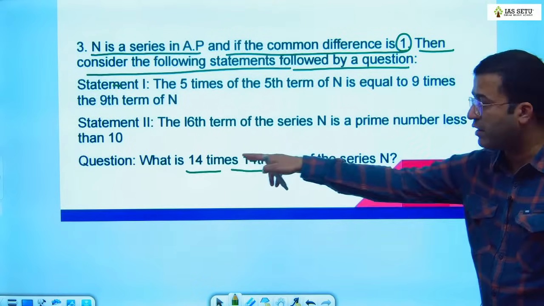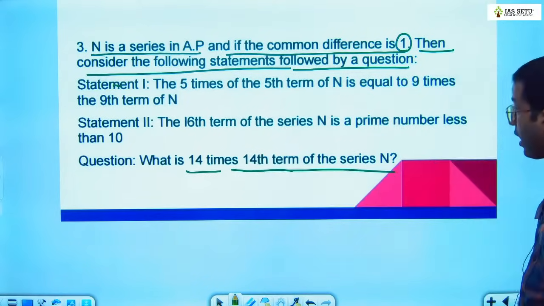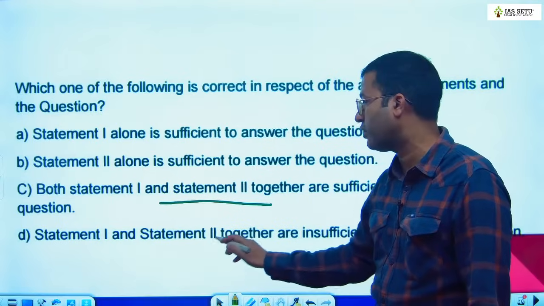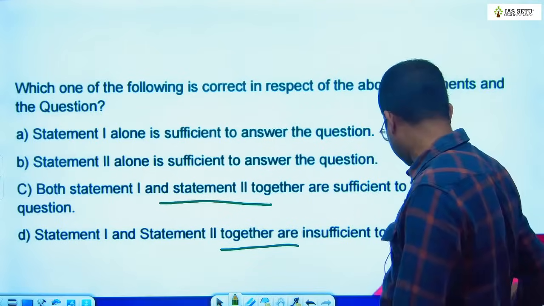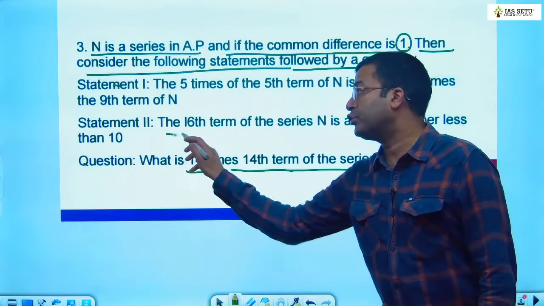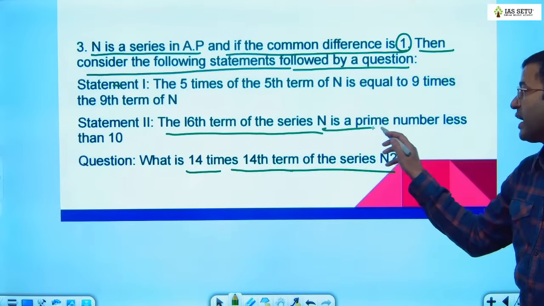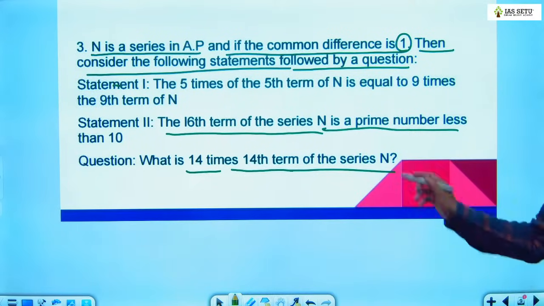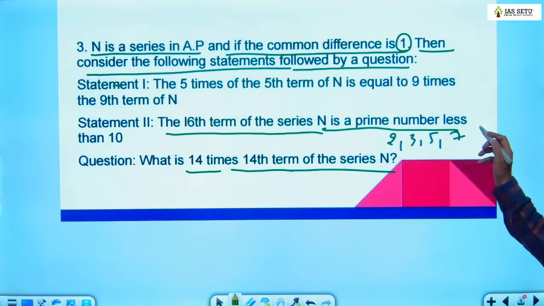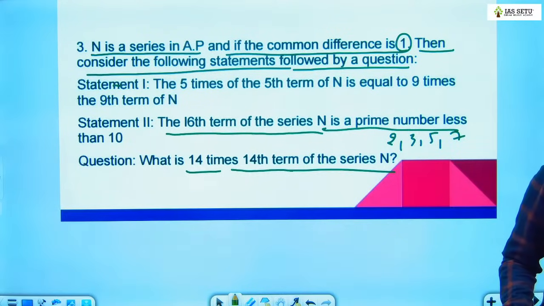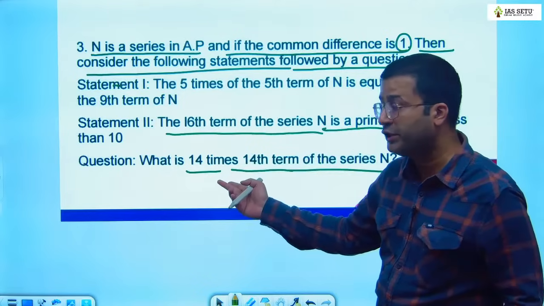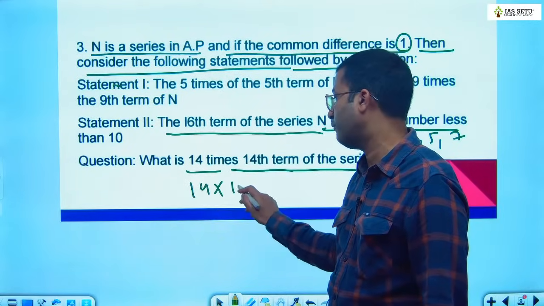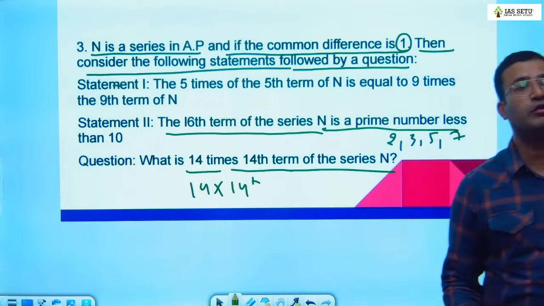Whatever the 14th term is, we have to take 14 multiples of that. After that, it is given: statement 1 alone is sufficient, statement 2 alone is sufficient, both are required, or both together are not sufficient. Statement 2: the 16th term of the series n is a prime number less than 10. How many prime numbers do we have less than 10? 4: 2, 3, 5, 7. So we don't have a unique value. In a statement based question, we need a unique value so that we can find the 14th term, so that we can find 14 into the 14th term. So statement 2 alone will not help you.